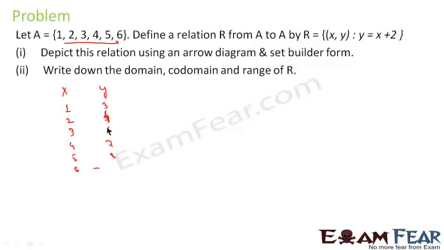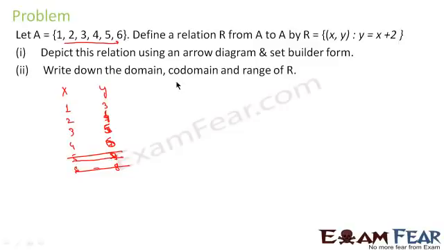3 plus 2 is 5. And 4 plus 2 is 6. 5 plus 2 is 7. And 6 plus 2 is 8. So we see that 6, 7 and 8 are not part of A because X and Y both have to be part of A, so we can ignore this.